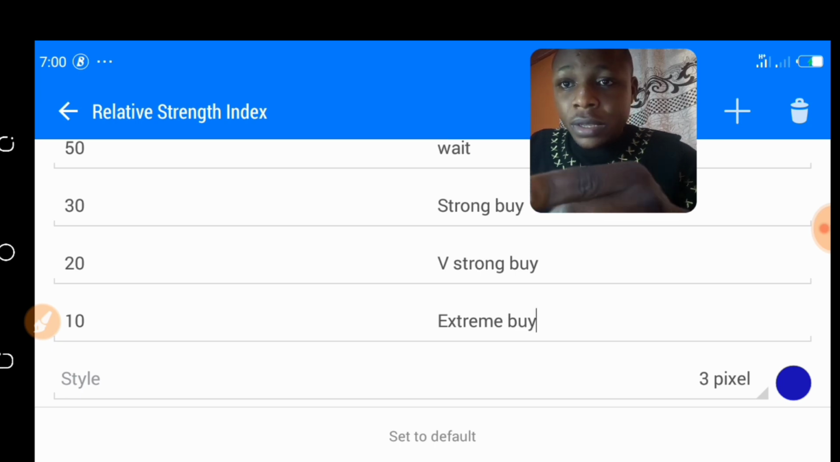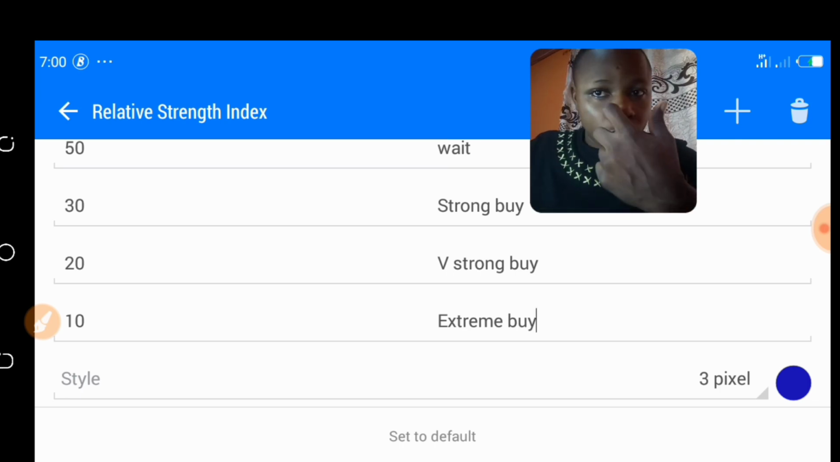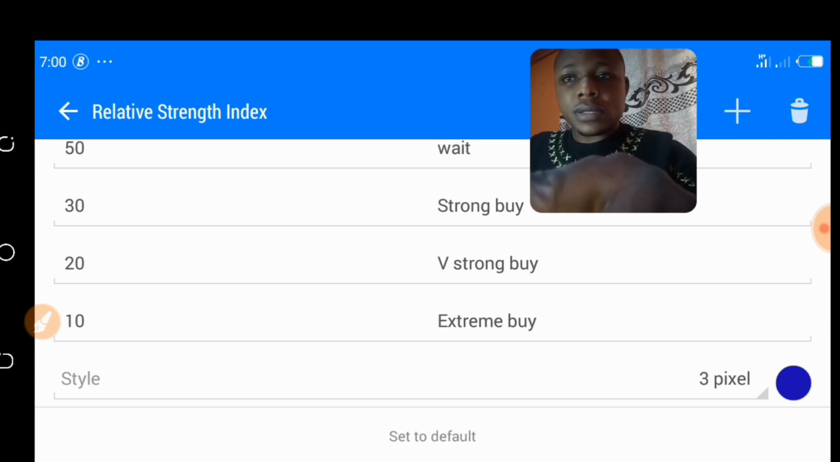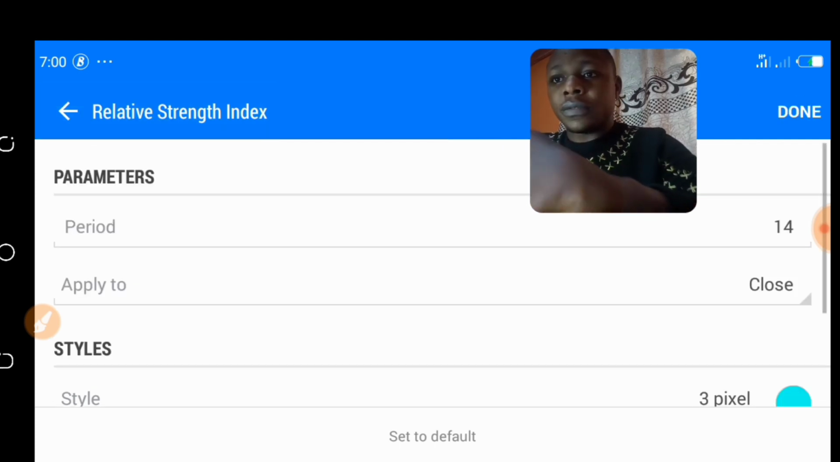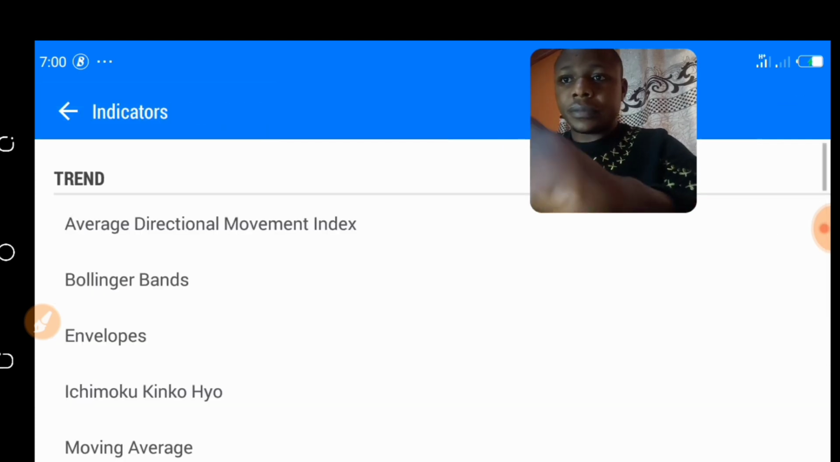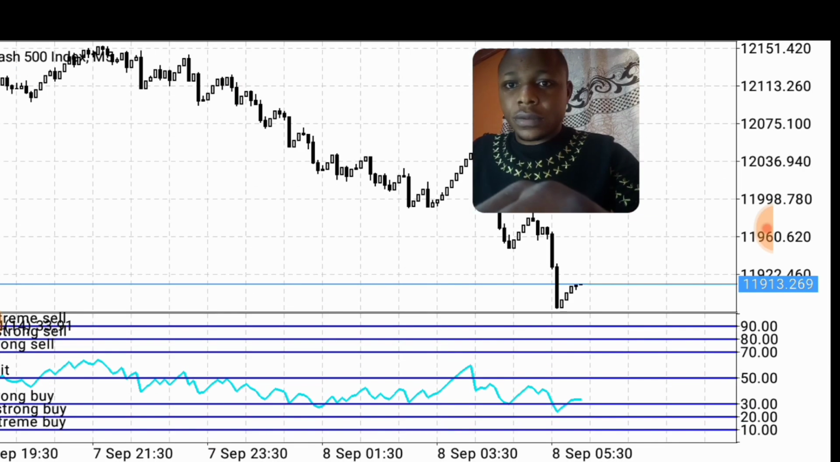So the same thing with 5 minutes. When you use 5 minutes for this indicator, you can hold trades for as long as 30 minutes, or anytime it comes back to the middle. So let's move on. So that's it.